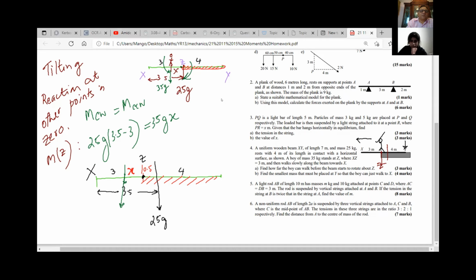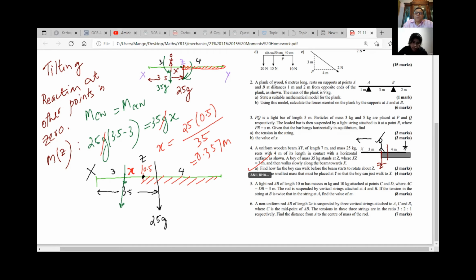So from here, we can find the value of x, which is 25. G and G cancel, correct? That always happens here. And we have 0.5 in the numerator and 35 in the denominator. Can you just calculate this value? Round it to 3 significant figures. So we got 0.357 meters. So that becomes your answer. So the boy can walk that much. That is how we'll do part A.